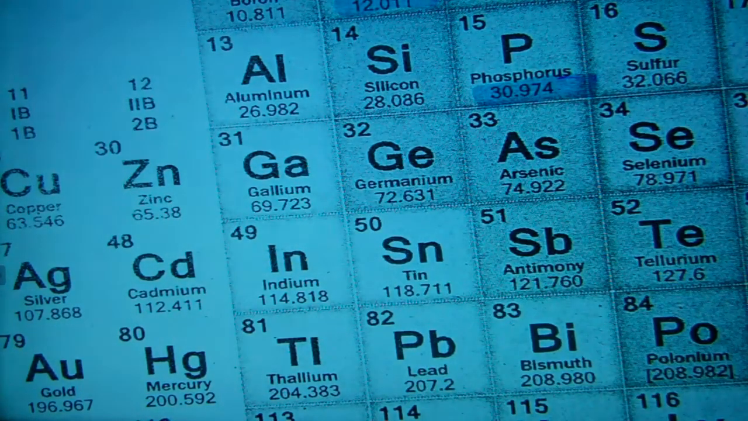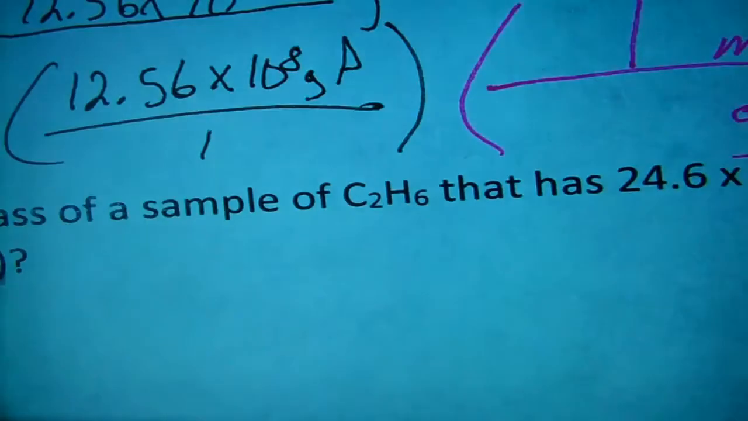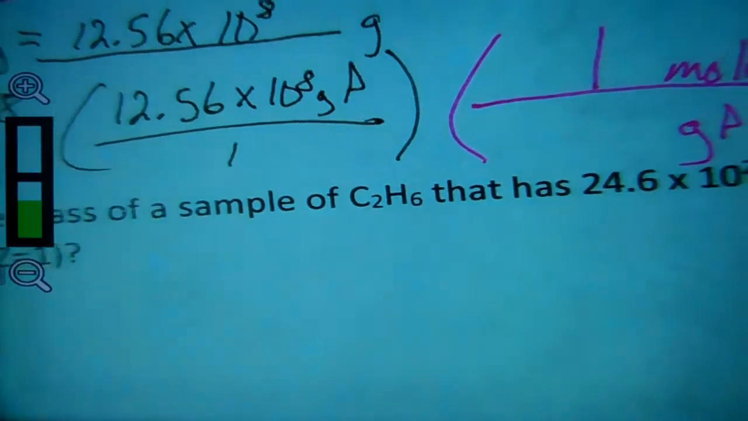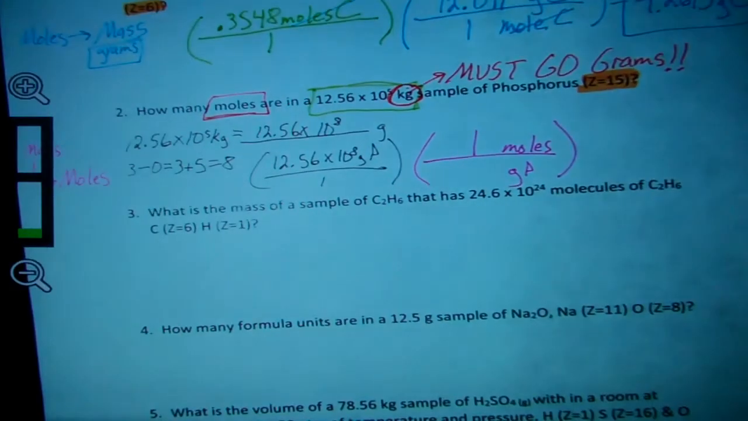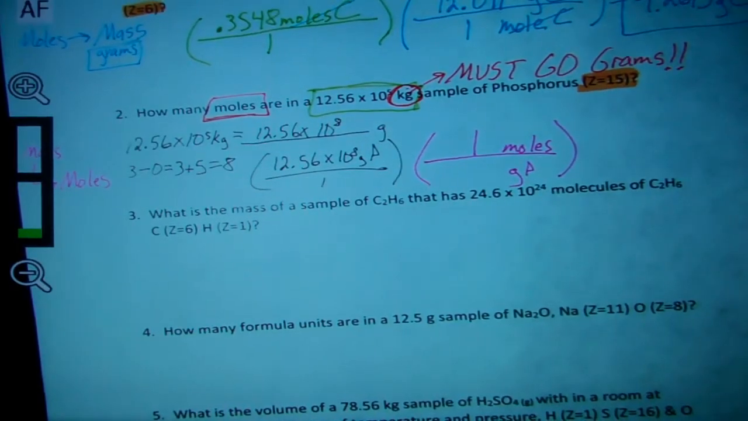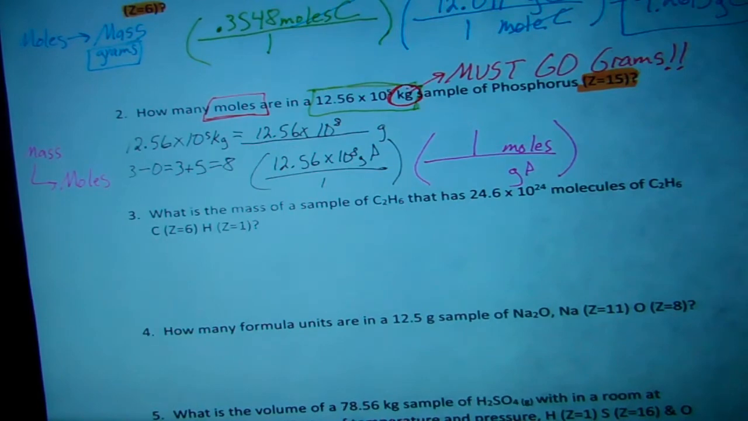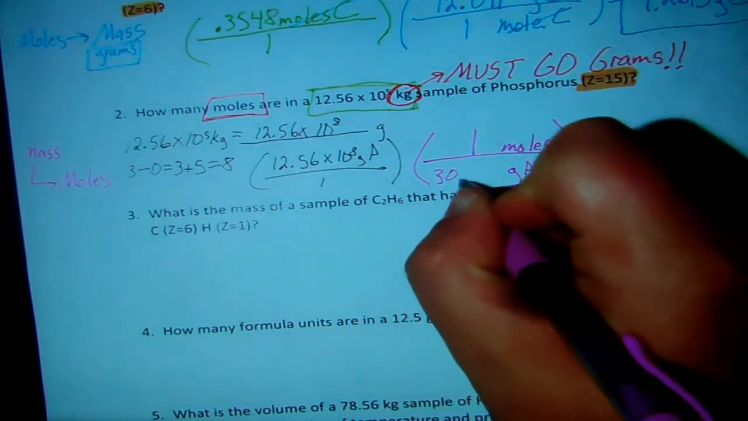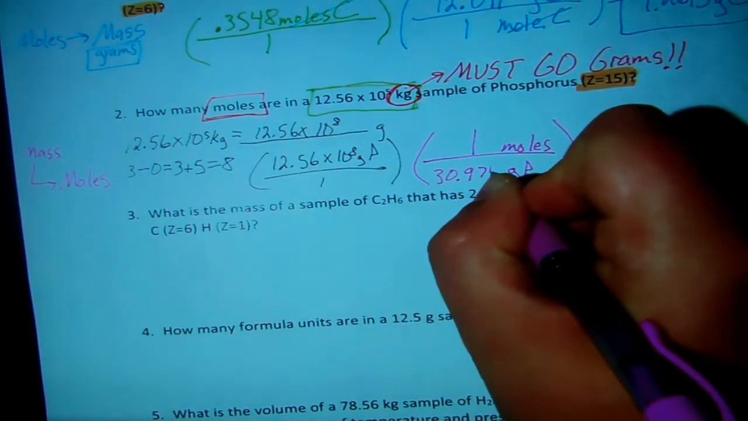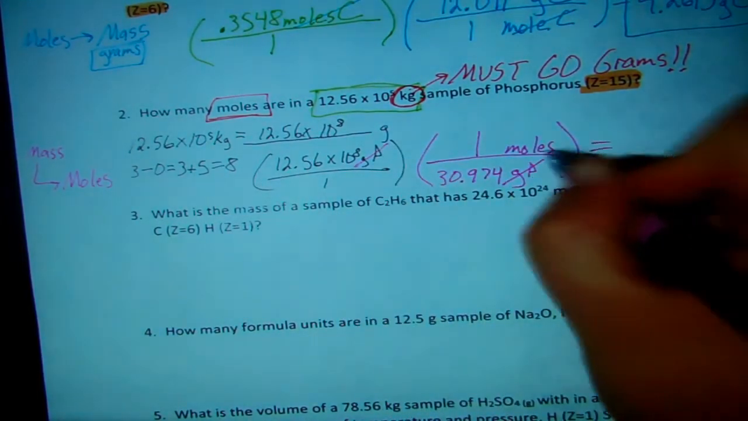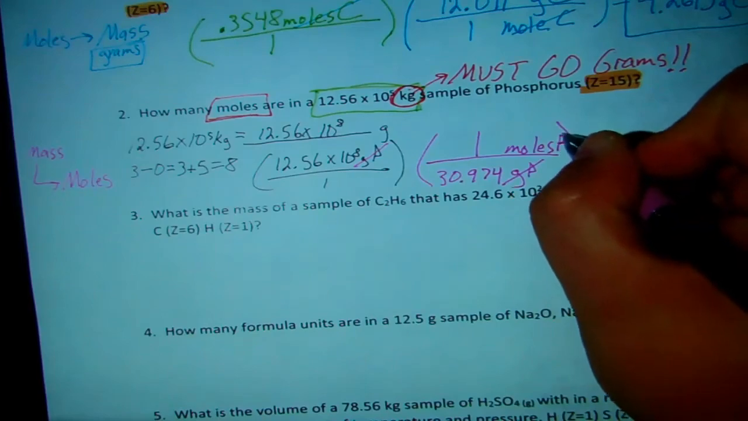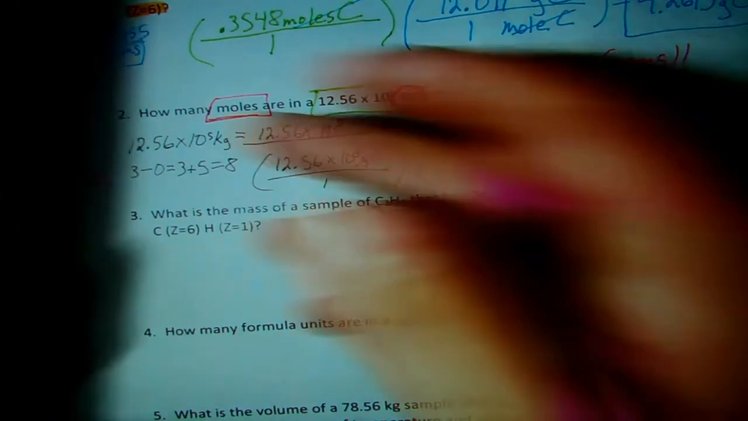The average atomic mass. So in this case, that number we just found goes right here, which was 30.974. Grams of phosphorus cancel. Leaving moles of phosphorus, which is what we're looking for. So type this in your calculator.